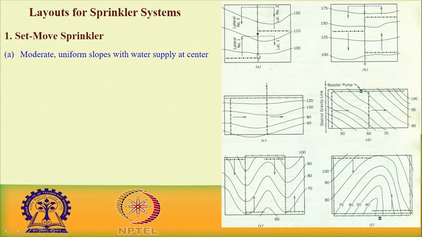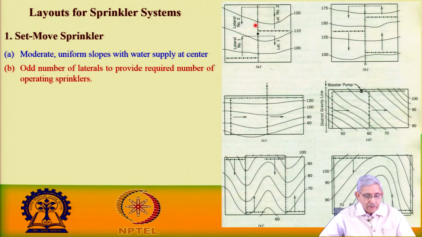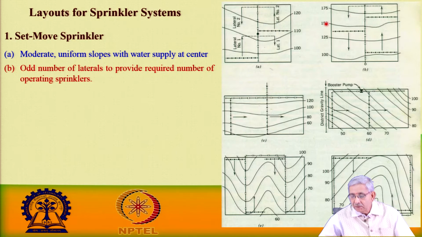After the irrigation is completed, laterals are moved forward. There can be different ways of operation. Here you have seen this is a uniform slope, meaning there is a gradient, but it is not a very steep gradient. You are seeing that the contour lines were drawn where the elevation is given as 100, 110, 120. Now, it can be another one, with an odd number of laterals to provide the required number of operating sprinklers.